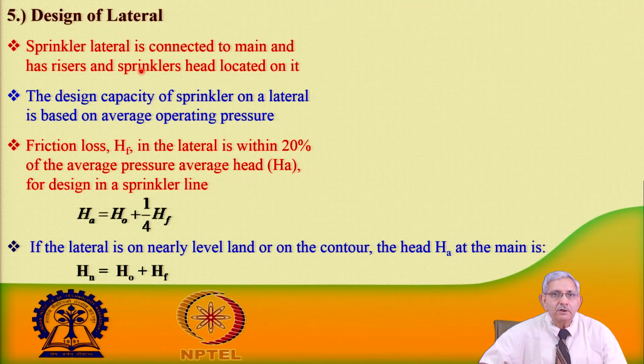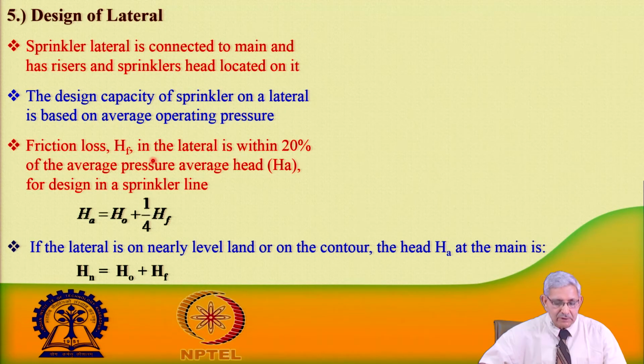So, the sprinkler lateral is connected to the main, or if it is a very large area, there can be a manifold, and then on the lateral, risers. A riser is a smaller pipeline which is placed over the sprinkler, and on the riser pipeline the sprinkler nozzle is mounted. Now, the design capacity of the sprinkler on a lateral is based on the average operating pressure. This is where we take care of the operating pressure which is available at the sprinkler.